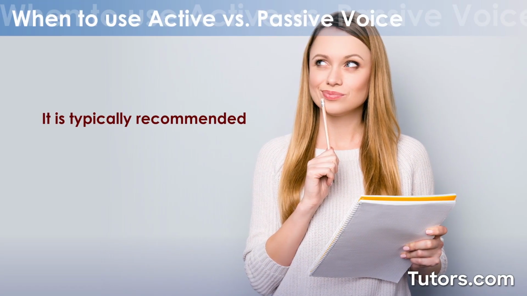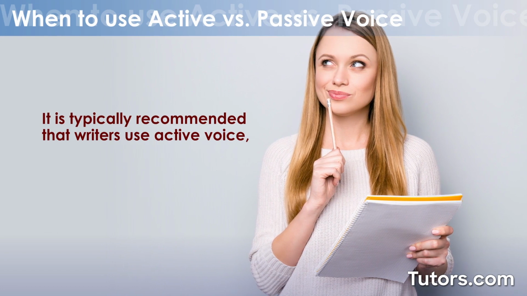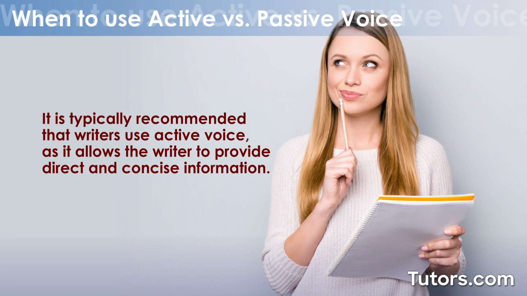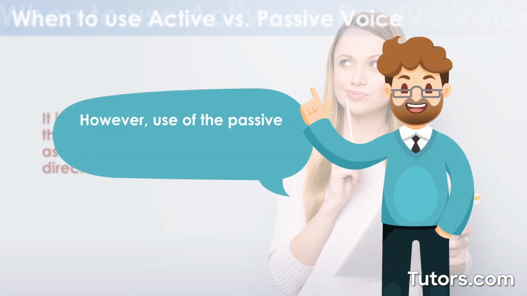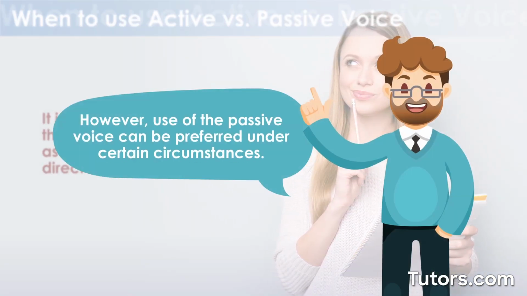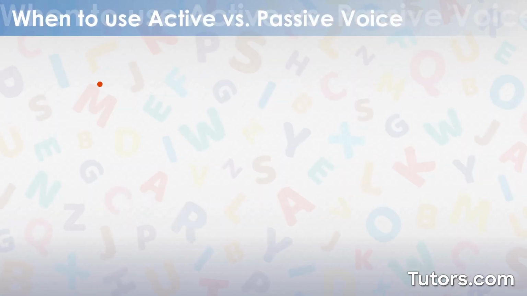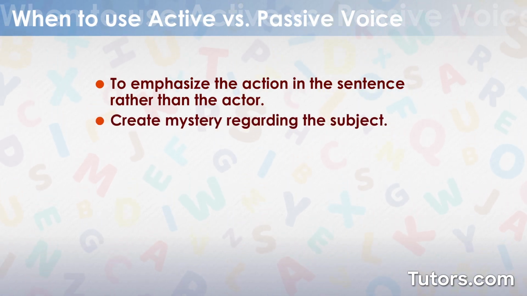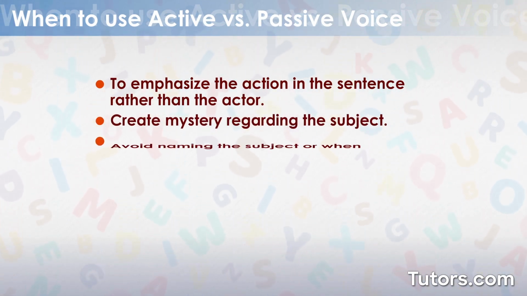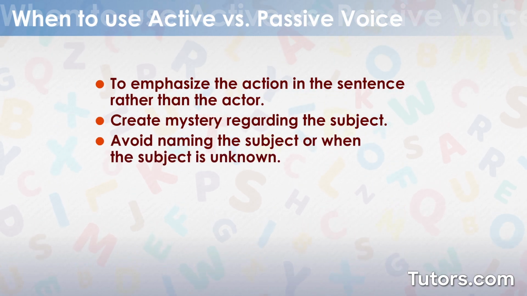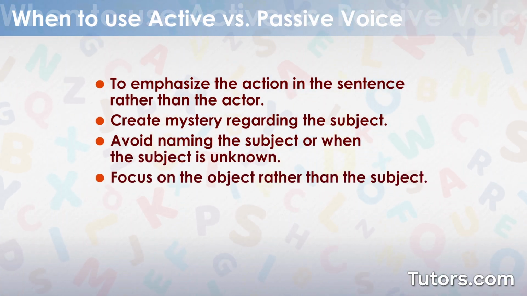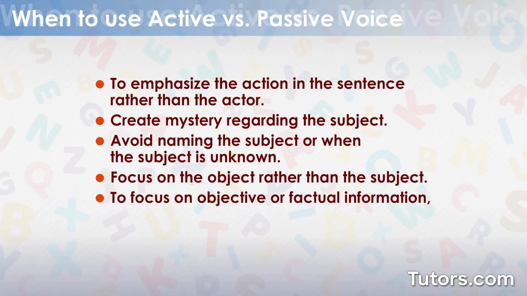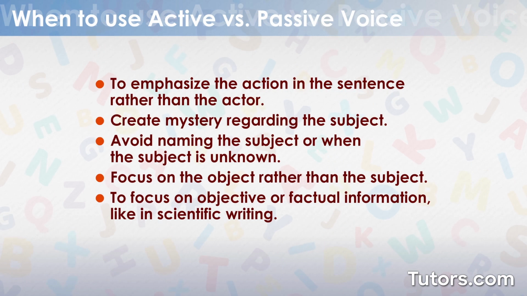It is typically recommended that writers use active voice, as it allows the writer to provide direct and concise information. However, use of the passive voice can be preferred under certain circumstances: to emphasize the action in the sentence rather than the actor, create mystery regarding the subject, avoid naming the subject or when the subject is unknown, focus on the object rather than the subject, and to focus on objective or factual information, like in scientific writing.